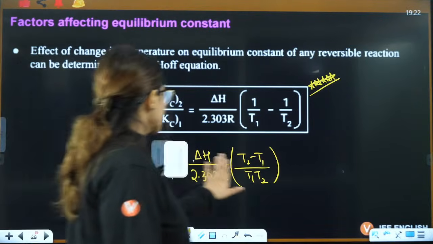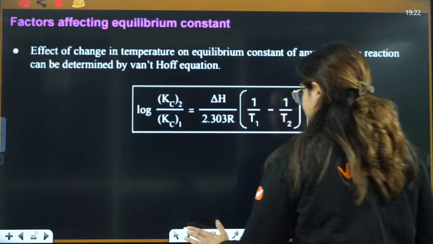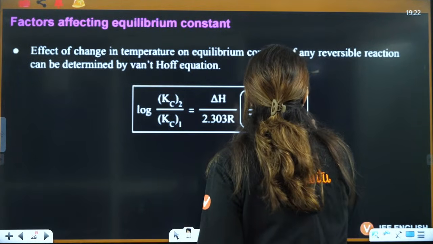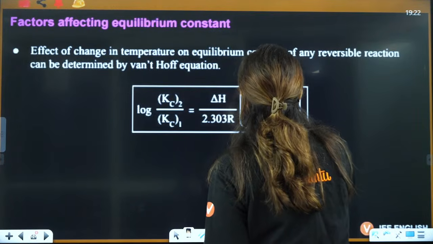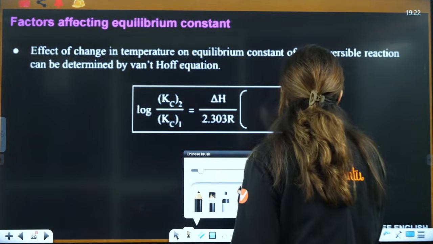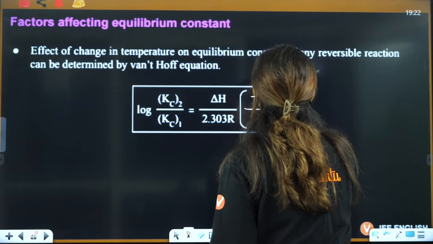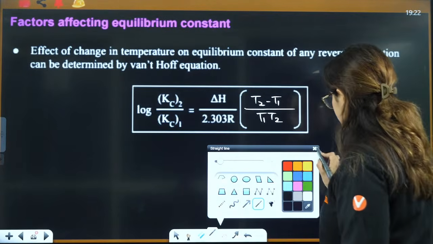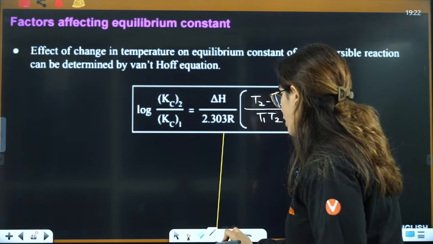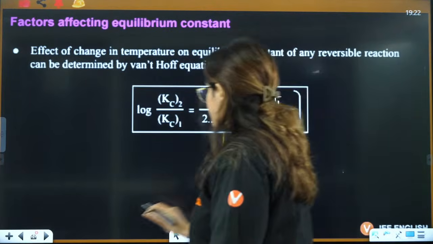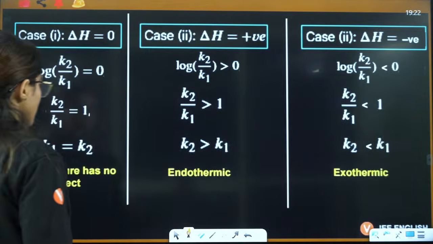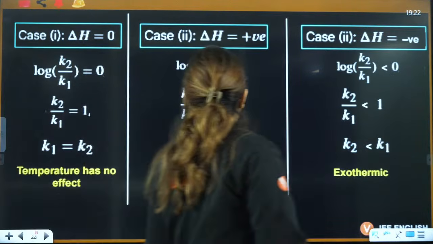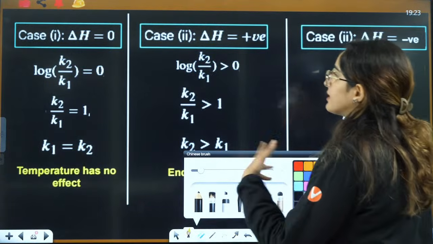Okay, or I'll just change this thing here. Instead of writing 1 by T1 and this, write it like this. It will be easier to understand why it is different for endothermic and exothermic reactions. Let's understand what happens for endothermic and what happens for exothermic. Let's see, guys, what happens here in this equation.